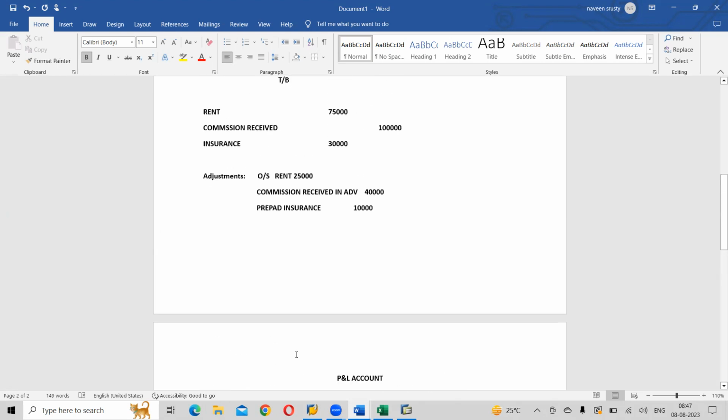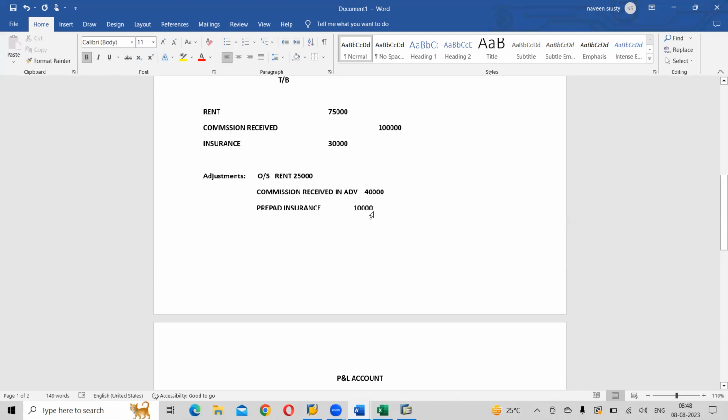Okay, next one. What do you understand by this insurance? Now you understood, right? Commission received, in the same way you can understand this insurance also. How much insurance have we paid? 30,000. So prepaid insurance, what does it mean? Paid in advance means next year's insurance we are paying in this. So in this 30,000, 10,000 is inclusive of next year.